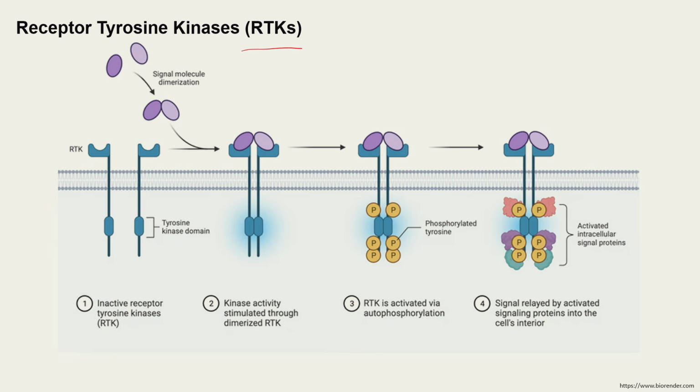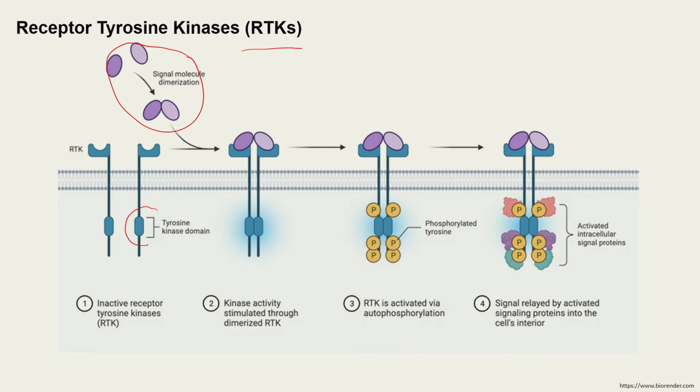So for example, here we have a signal molecule coming from outside, and generally we can see an event of dimerization. So two of the signals can dimerize, and then essentially we have the receptor tyrosine kinase. Why is tyrosine involved here? Because tyrosine is a particular amino acid which gets phosphorylated in order for a protein to function. So here it's a domain called the tyrosine kinase domain.